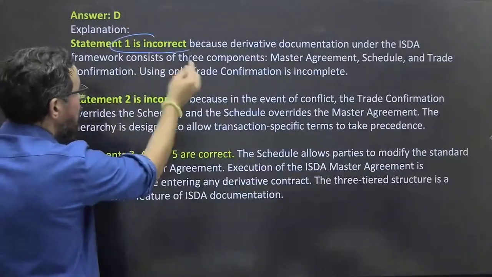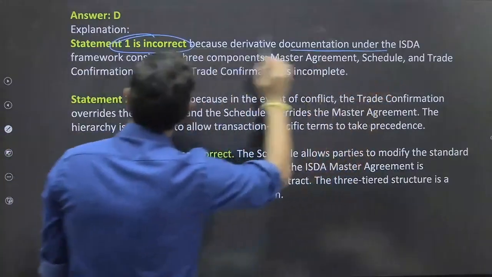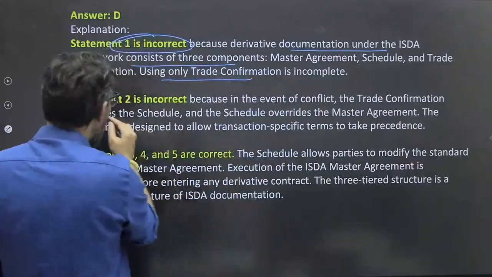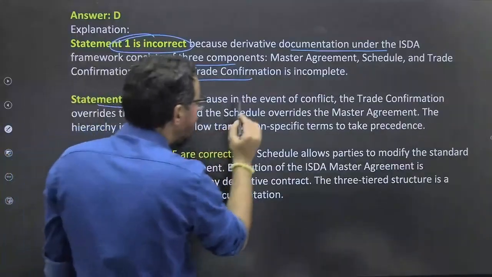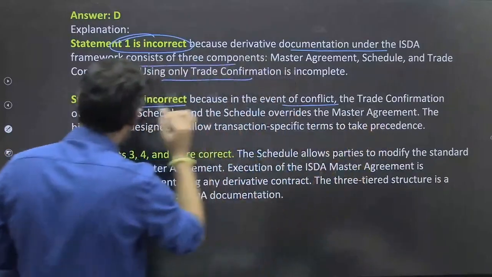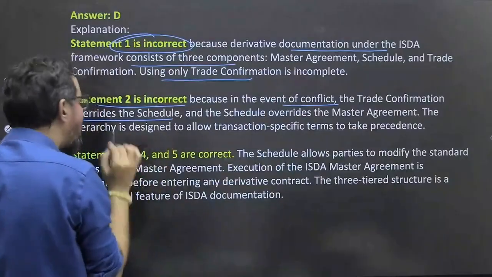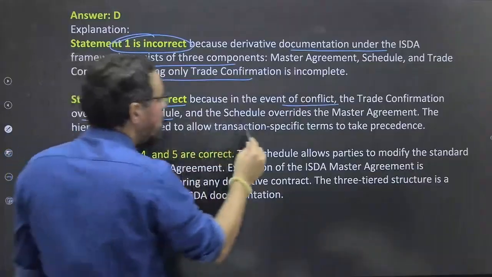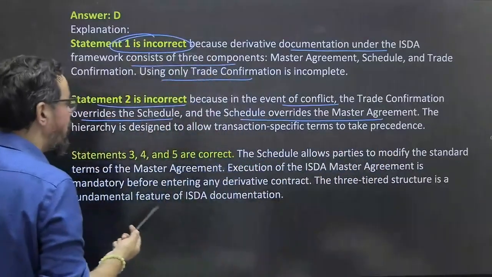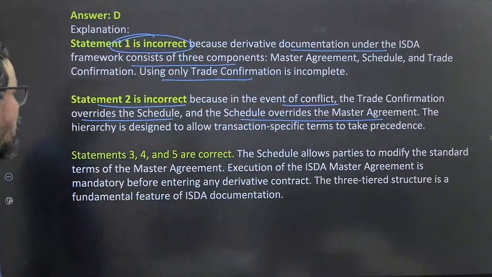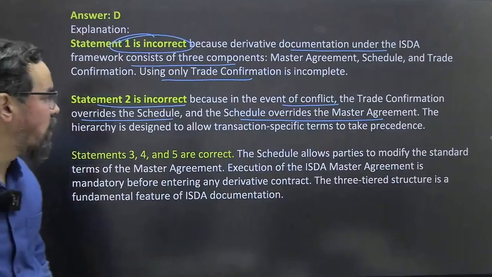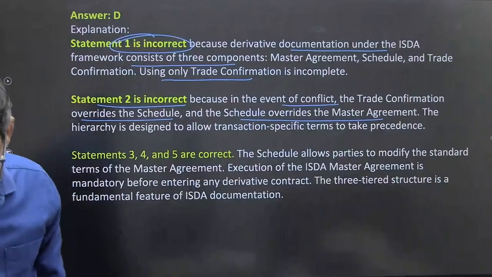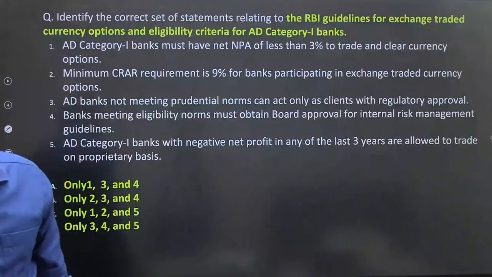See, statement 1 is wrong. Derivative documentation under the ISDA framework consists of 3 documents, not only this. The second one is incorrect because in the event of conflict, the trade confirmation overrides the schedule. Okay, it is trade confirmation overriding the schedule. The schedule overrides the master agreement. This is the sequence. So the hierarchy is designed to allow transaction specific terms to take precedence. That is the logic behind this one. Okay, let's move ahead guys.